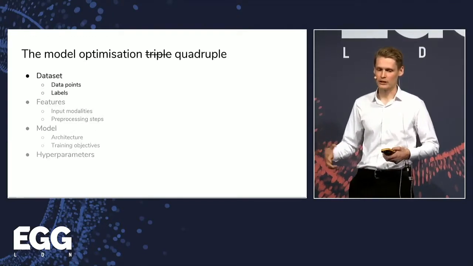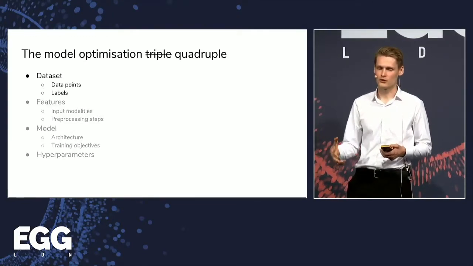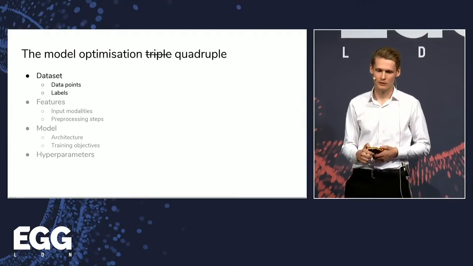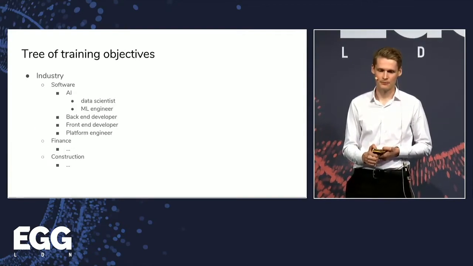And actually, I would call it a quadruple, because all of those three factors are highly specific to the data sets that you use to train the model. What kinds of labels it had, what kinds of distribution it had.